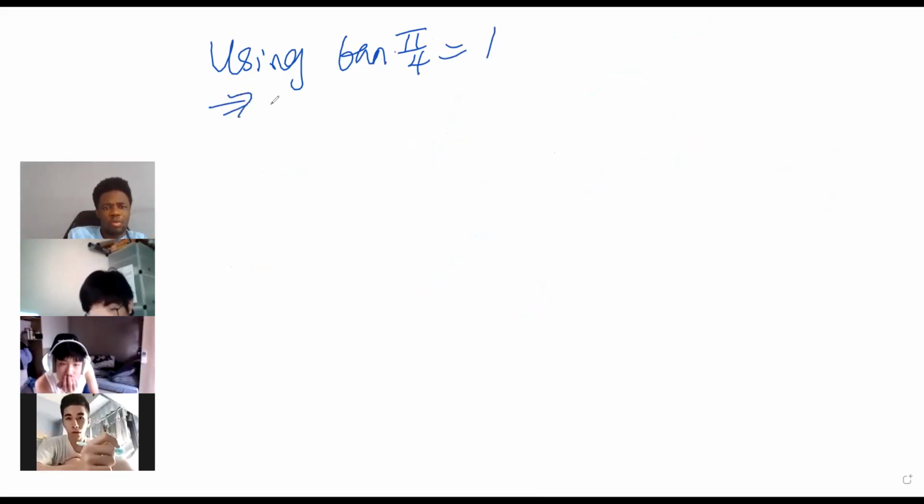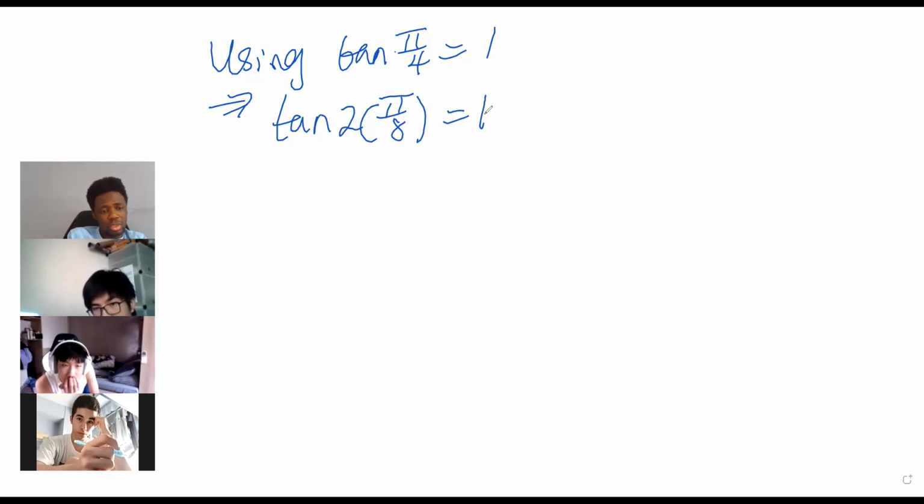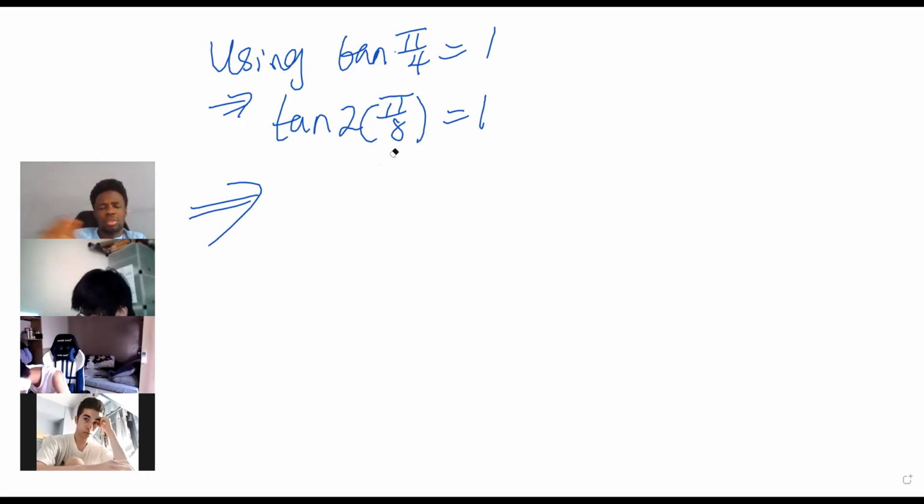Your tan pi over 4 is going to be tan 2 pi over 8. And this is your double angle. So use your double angle from here. So that's like your tan 2A, taking it in terms of tan A. So I believe that the hint should be enough. So try your best.